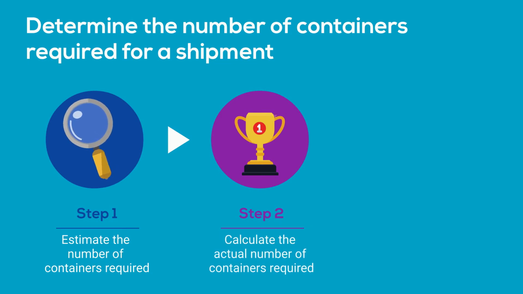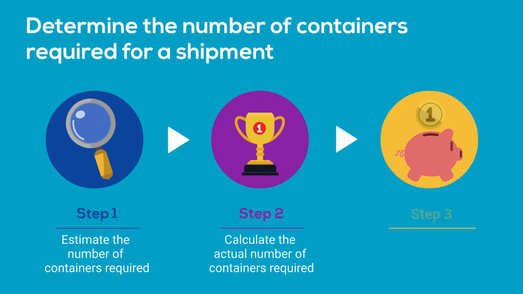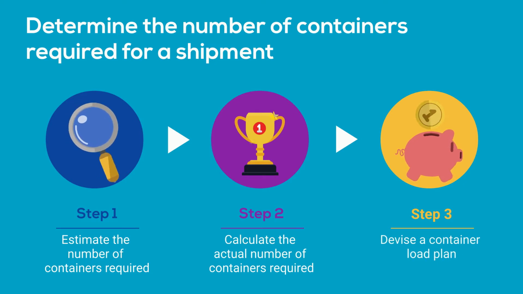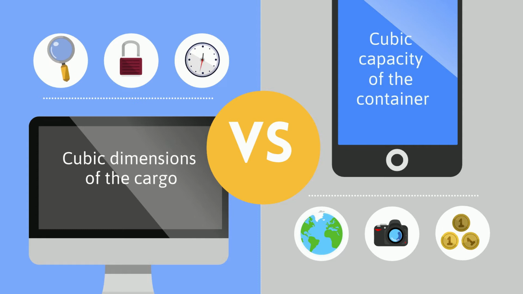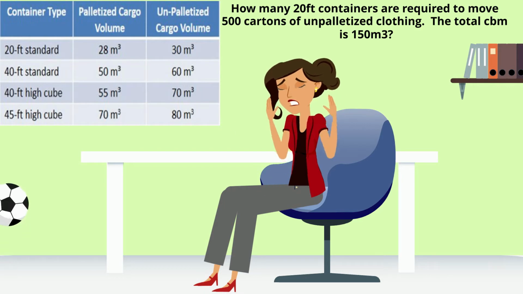Step 1, you estimate how many containers you have based on the volume and weight. Step 2 is calculate the actual number of containers based on the dimensions and weight. And step 3 would be to devise a container load plan. When you estimate the number of containers, you're going to look at the cargo dimensions of the cargo versus the cubic capacity of the container. Let's take a look at this example.